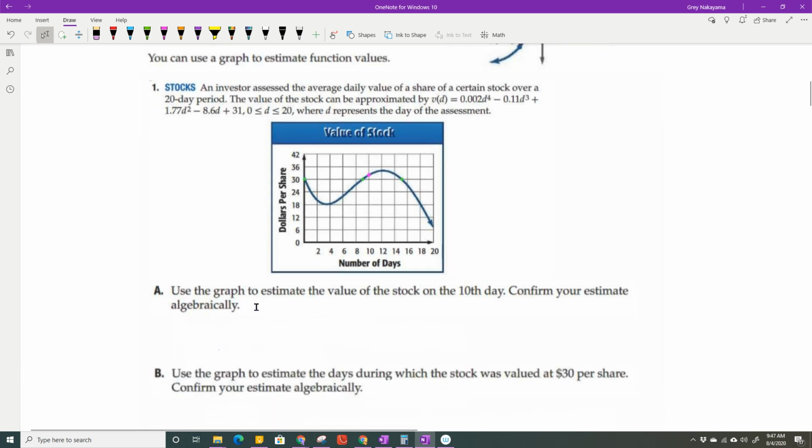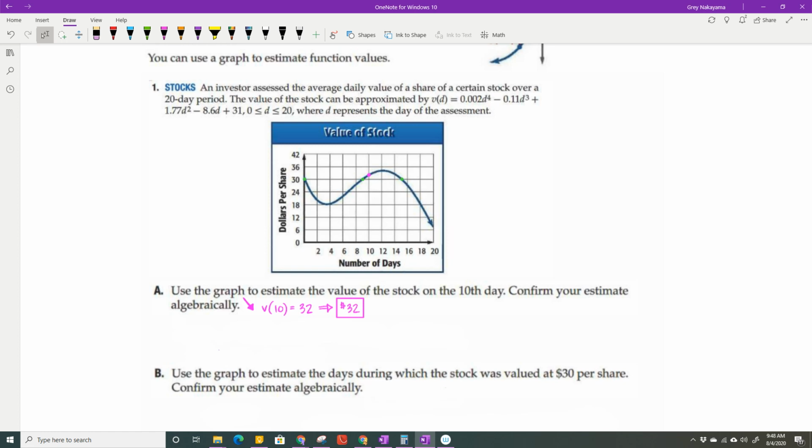Okay, they want us to use the graph to estimate the value of the stock on the 10th day. So if we're on the 10th day, then I'm going to the number of days and I'm going to 10 and I'm going to go look up on my graph, and that's where my pink dot is. And so then I'm going to go across to my y-axis and say that's somewhere between 30 and 36. And I'm thinking that V of 10 is going to be 32. So we're going to say that our stock is $32 on the 10th day.